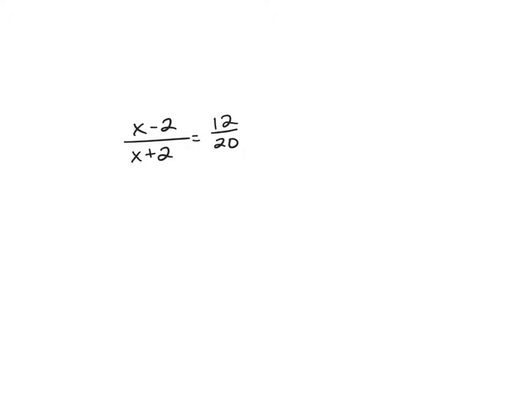Here's one more example of two fractions that are equal to each other. Once again, if you'd like to, you could turn this off, do the problem yourself, and then turn it back on again and check and see whether or not your answer matches mine. As I do this problem, I am going to once again cross multiply. So I know that 12 times (x + 2) has to equal 20 times (x − 2).